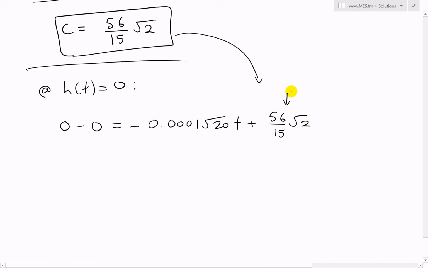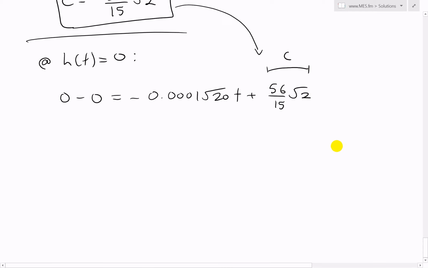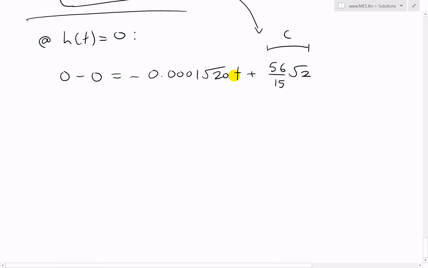And again, this is our C. That's our C value. So now let's solve for t. What we'll do is move the t to the other side, just to make it positive, and also this 0.0001.